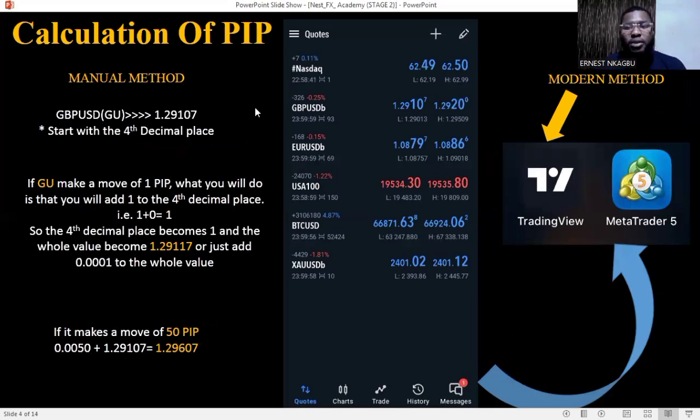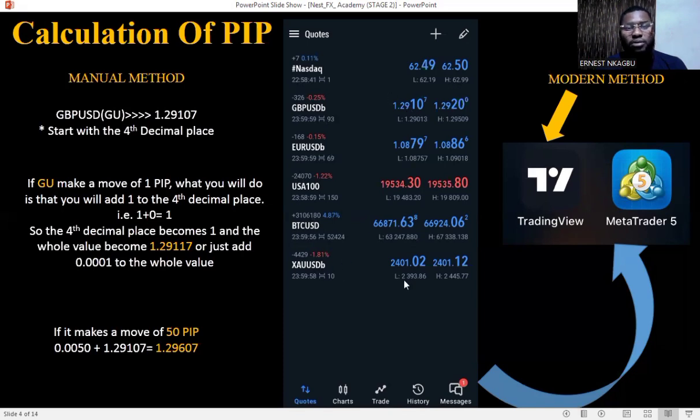So this is the manual method of calculating pips. Coming to here, this is my charts. This is my quotes in my MT5. These are my pairs. I call these currency pairs. Last class I talked about currency pairs. So these are my currency pairs: GBP USD, Euro USD, US 100, BTC USD, Gold USD. All these things are my pairs.